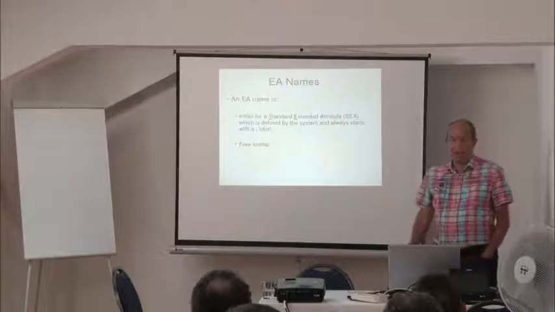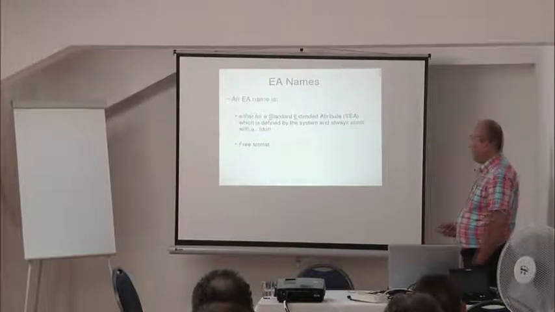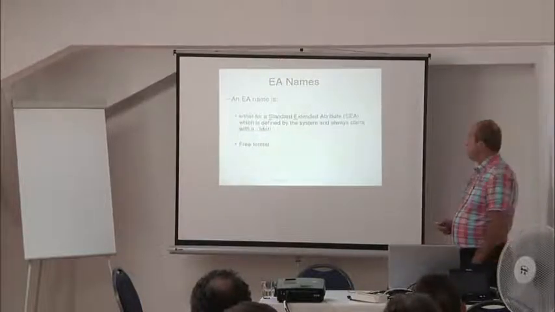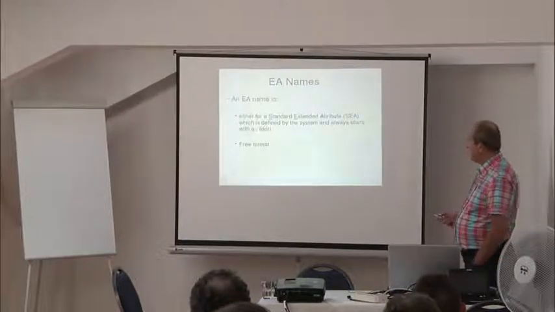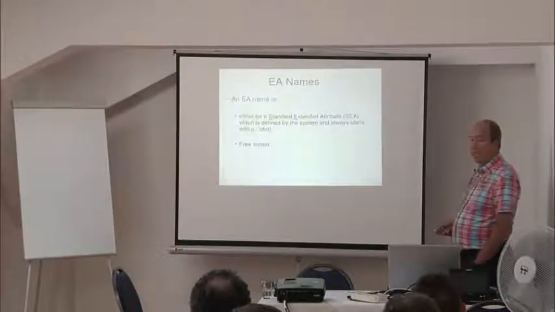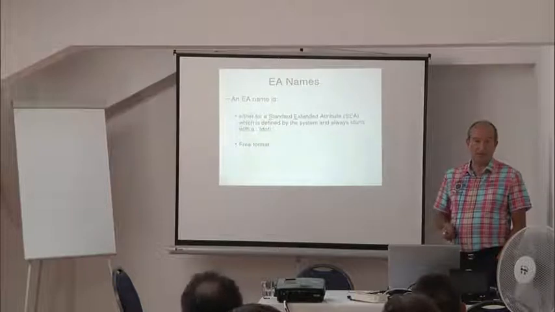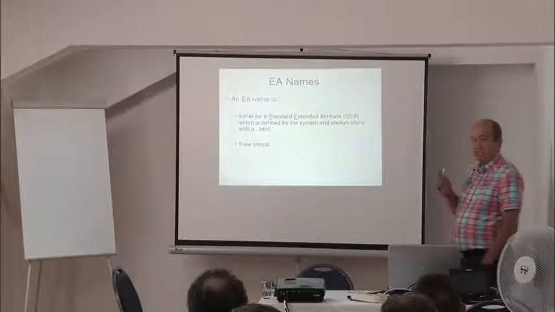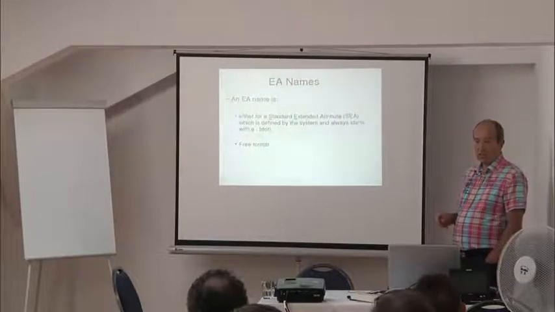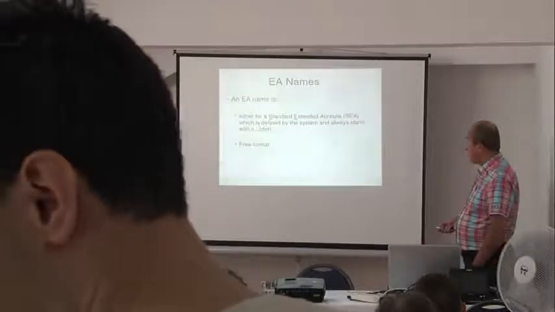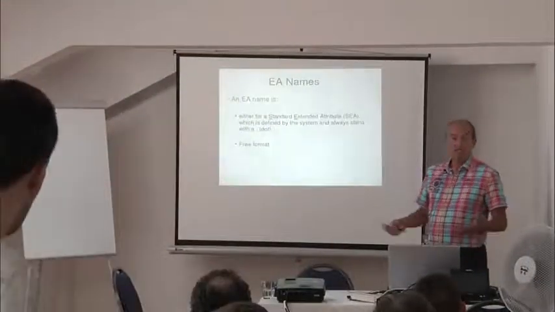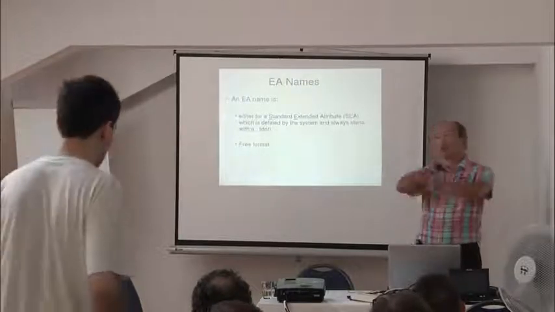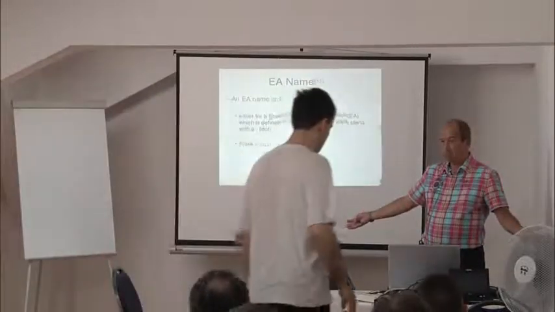The name for an EA. Well, we have two types. Basically, the so-called standard extended attribute, or SEA for short, and that name always starts with a dot. If there is a dot, it's a standard extended attribute. But there are, of course, to make life really easy, also free formats. So you can decide on an EA and you can make it up however you like.